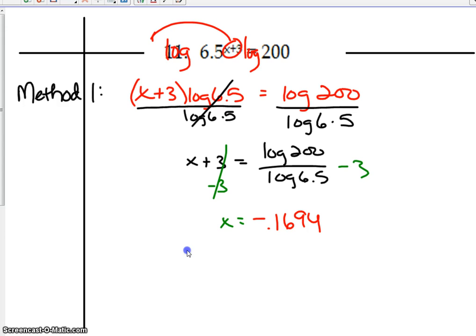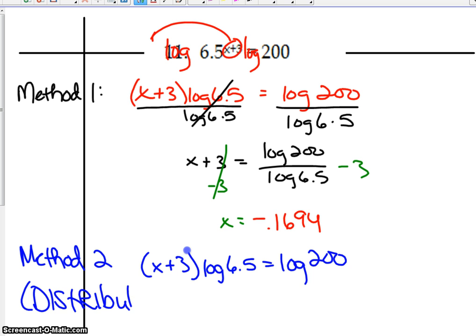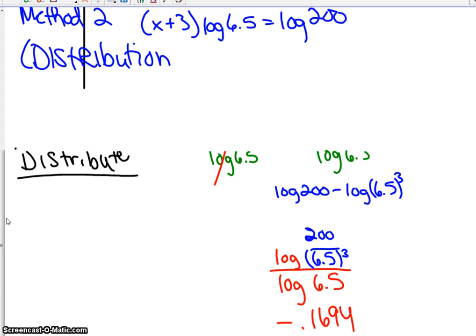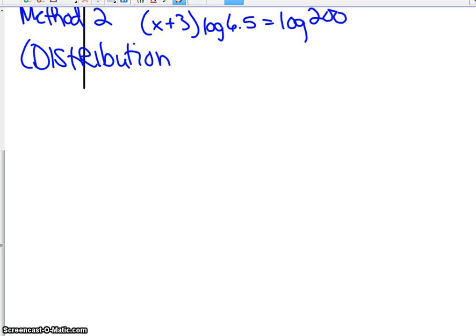But with the other method, what I'm going to do is, if I come back down here and start over, x plus 3 log 6.5 equals log of 200. When I see multiplication and I see parentheses, a lot of times I think distribution. Okay, and that's a second way I can attack this problem, and it's going to come into play when we get into the next example here that we're probably going to want to look at doing that distribution.